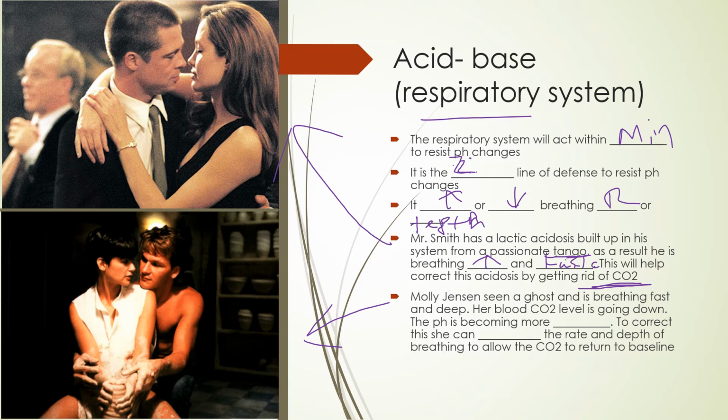So this means her pH is becoming more. What would it be becoming if her CO2 levels are going down? It's becoming more basic, right? pH is becoming more basic or alkaline. So to correct this, what can she do with her breathing? She can either decrease the rate of her breathing or the depth of her breathing to allow for her CO2 to go back to baseline. Hold your breath, Molly, right?